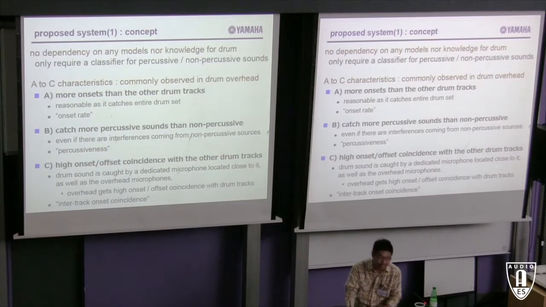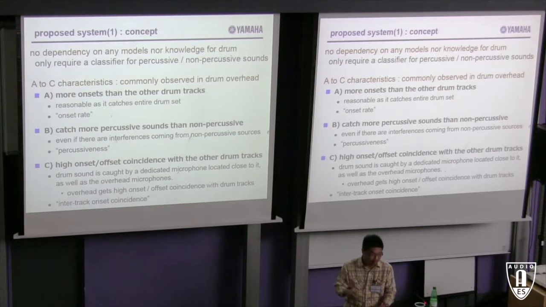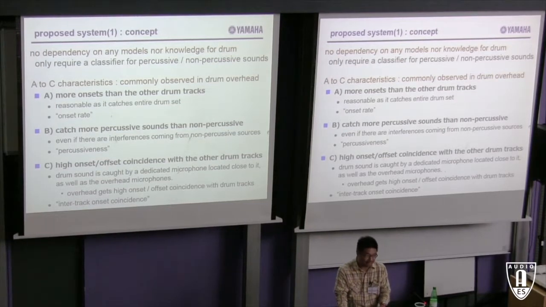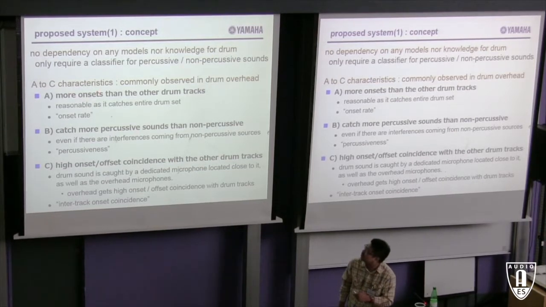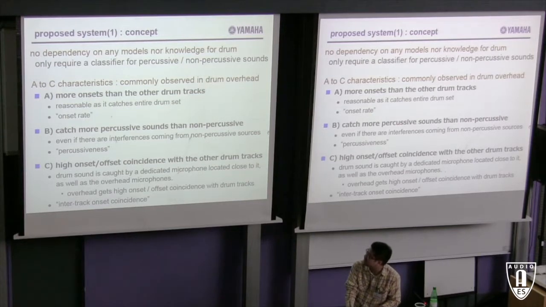Okay, let me go to my system. I built my system based on the concept listed here. First, my system doesn't depend on any models or knowledge of drum sounds. The only requirement is a general classifier for percussive and non-percussive sound. And I built my system based on the A to C characteristics listed here, and they are commonly observed in drum overhead. A: more onsets than the other drum tracks. This is quite reasonable as it catches the entire drum set instead of a specific source. And this is evaluated by a measure called onset rate in my study.